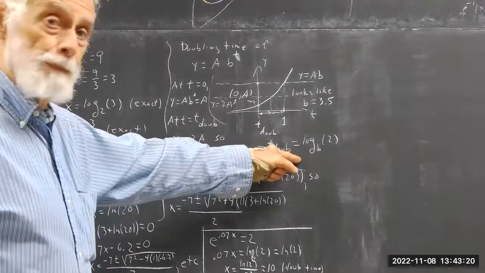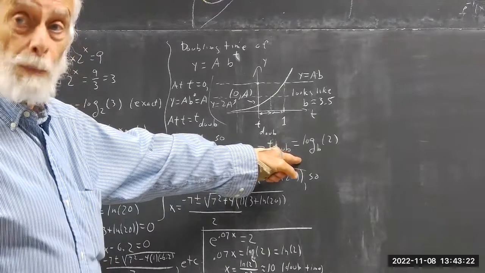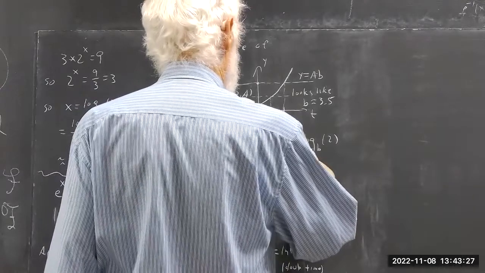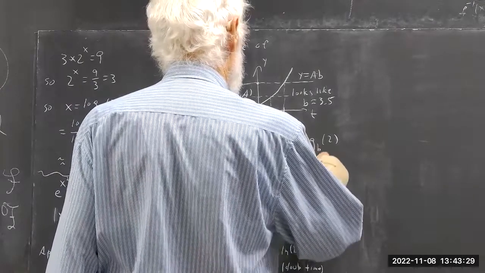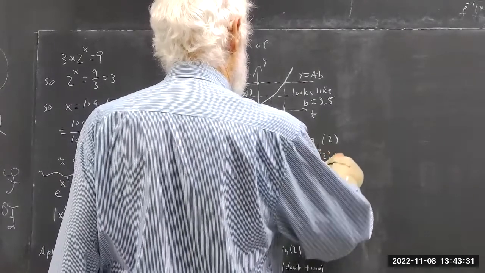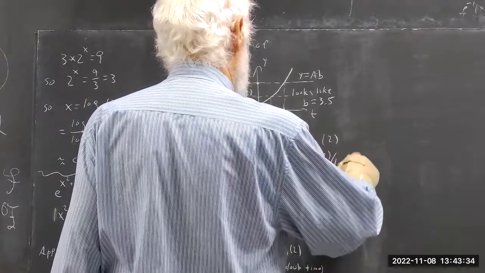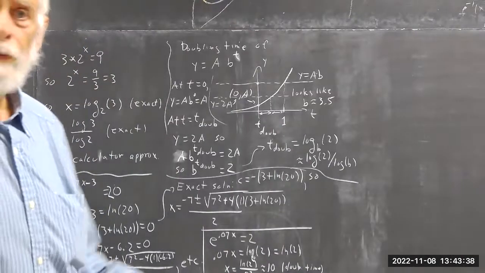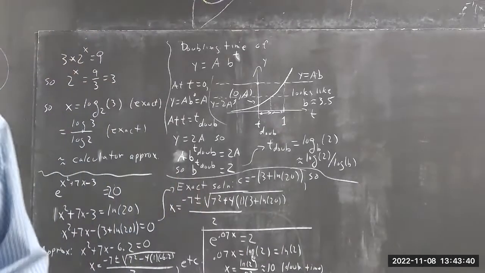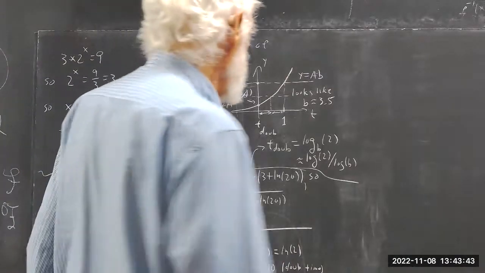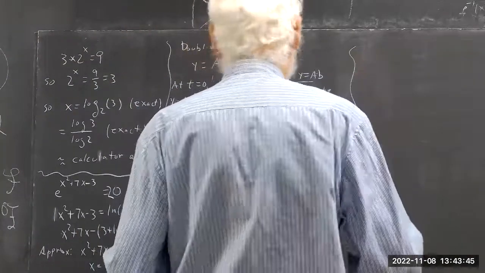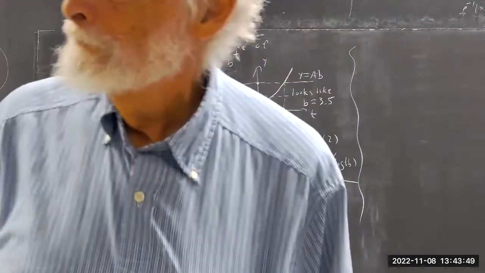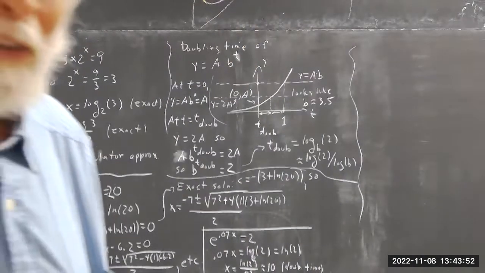And there it is. You can approximate that in your calculator as log of 2 over log of b. That's doubling time. Okay. Now there's some properties of logarithms. We need to run through them in the last 8 minutes, okay?